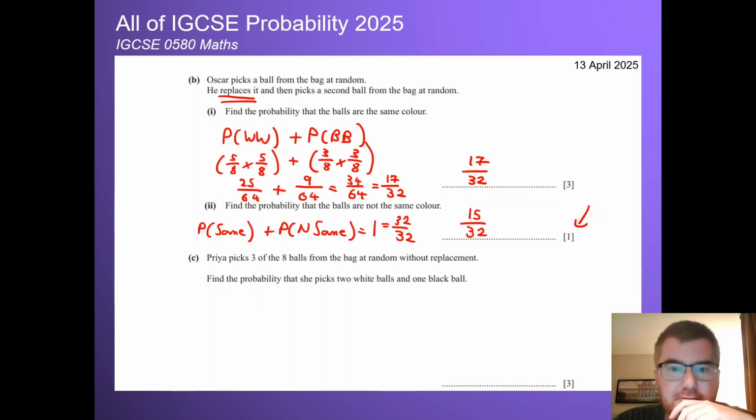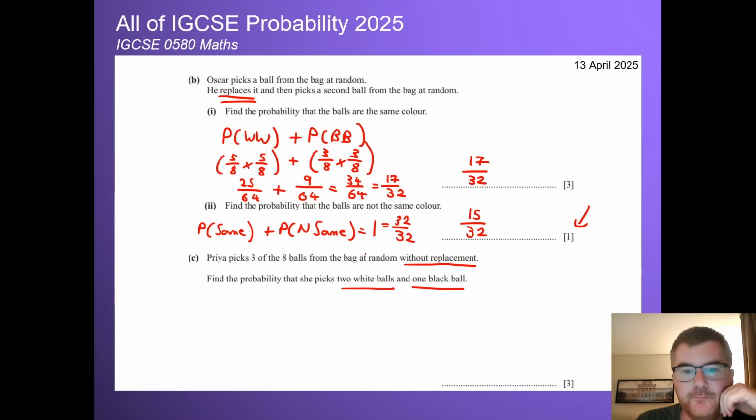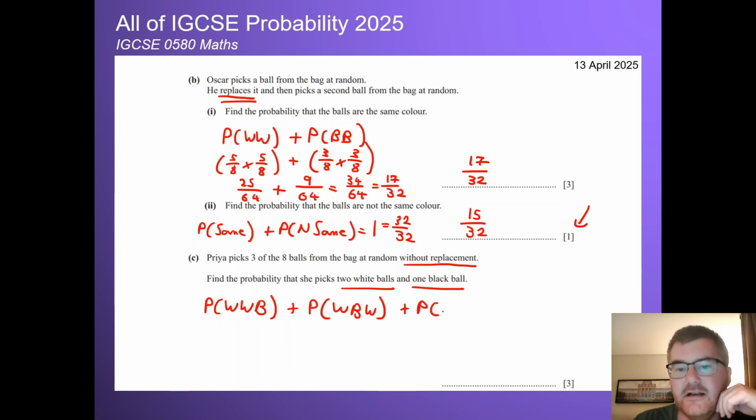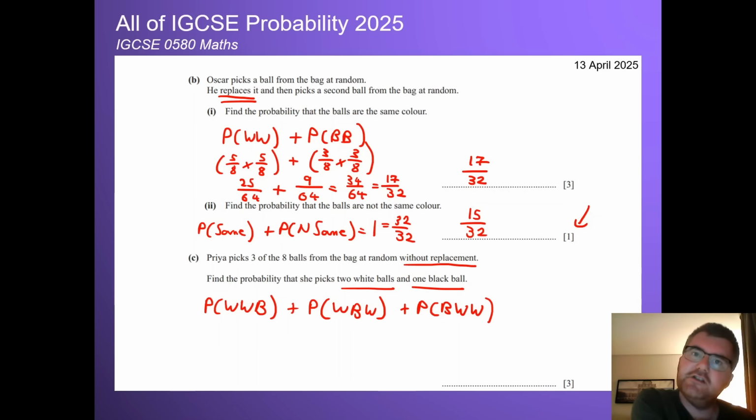Okay, and this question is pretty much the same as before. So picks 3 of the 8 balls, bag at random without replacement. Find the probability she picks 2 white balls and 1 black ball. Again, same idea here. So the probability of white, white, black, plus the probability of white, black, white, and then plus the probability of black, white, white. I would like you to pause the video at this point and have a go at this question yourself. This is a good way of testing. Have you taken the previous knowledge I've shown you and apply it to this particular question?